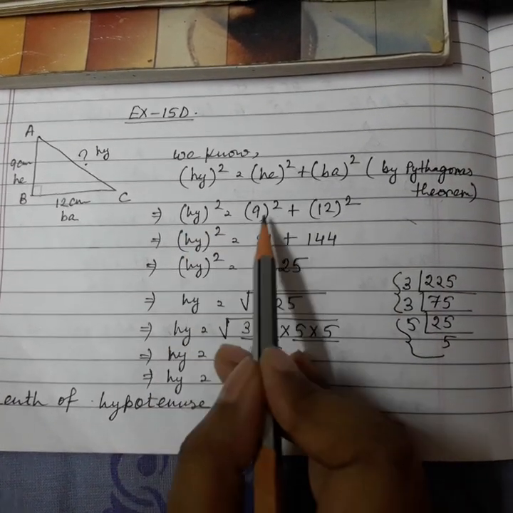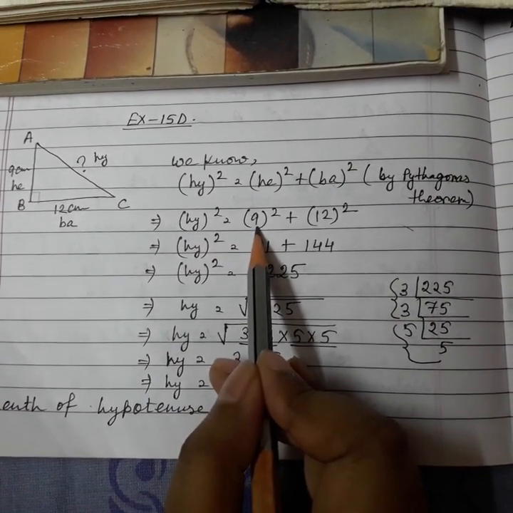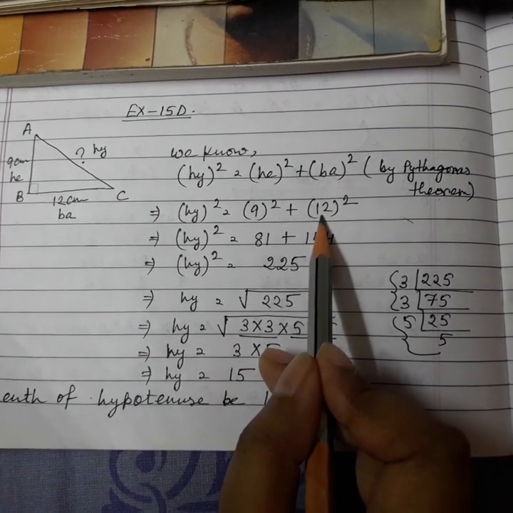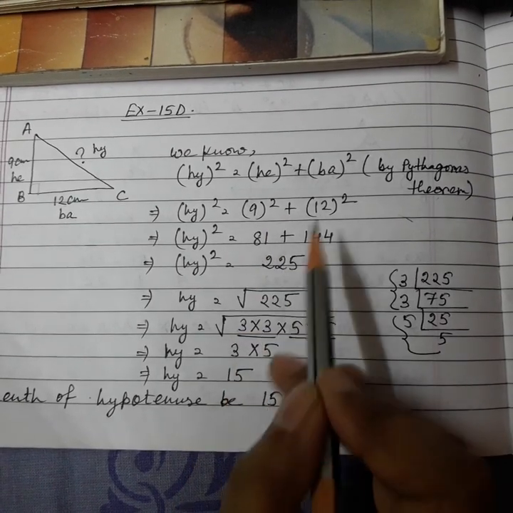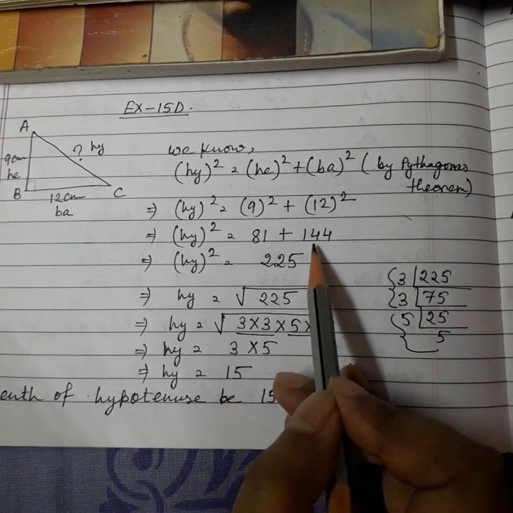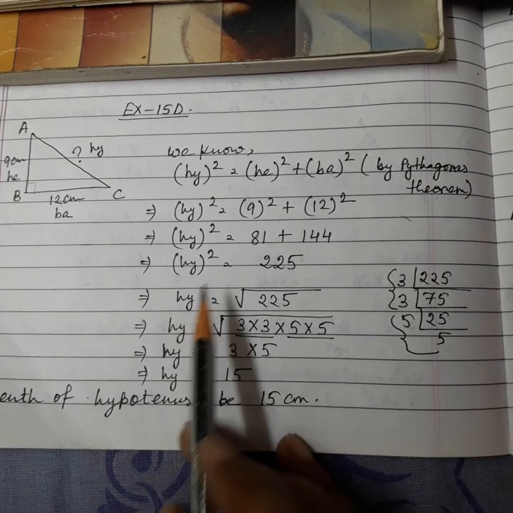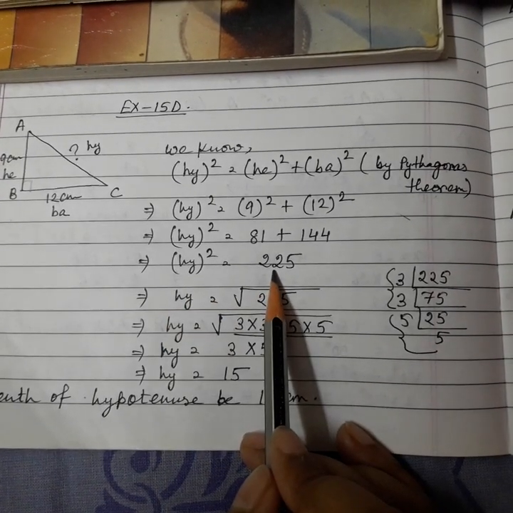Hypotenuse square equal to height square. Height means what I have taken? 9. And base square what I have taken? 12. So 12 square. So hypotenuse square equal to 9 square means 81. 12 square means 12 into 12, it is coming 144. So hypotenuse square equal to 225.